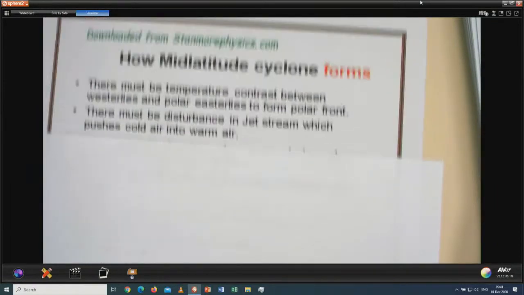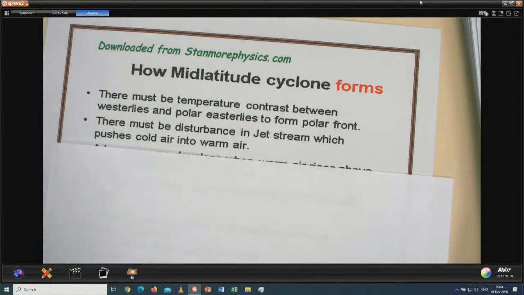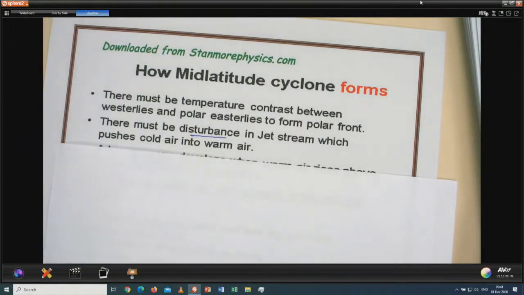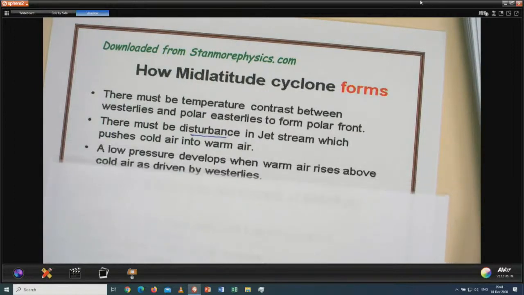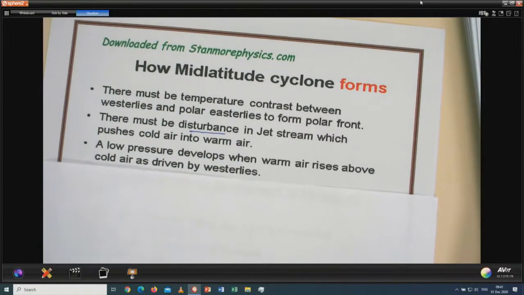There must be disturbance. Disturbance is important. Disturbance is something that causes a wave in a jet stream which pushes cold air into the warm air. So a low pressure develops when the warm air rises. Remember, low pressure is associated with rising air. So the warm air rises above the cold air as driven by the westerlies.